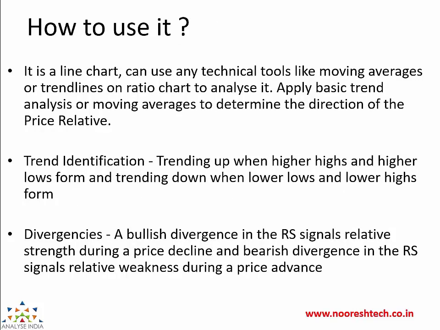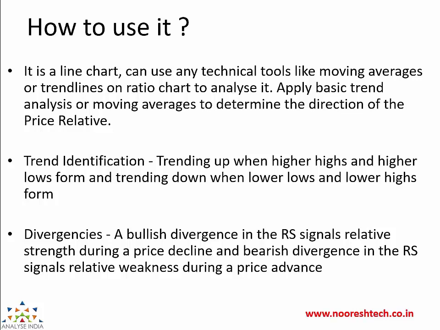How do you use a ratio chart? A ratio chart is very similar to a line chart, and hence any technical tools like moving averages or trend lines can be used on ratio charts. One has to apply a basic trend analysis or moving averages to determine the direction of a ratio chart. A ratio chart will trend up when there is a formation of higher highs and higher lows, and it will trend down when there is a formation of lower highs and lower lows.